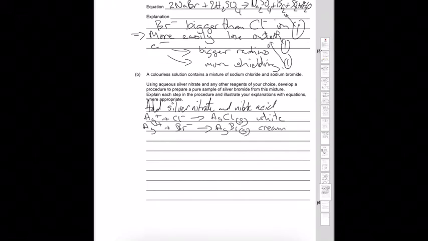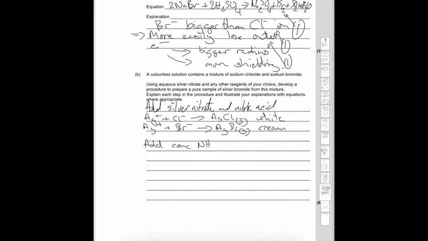Now we need to remember that one of these is soluble in dilute ammonia, while one of them is soluble only in concentrated ammonia. Oh no, sorry, that should be dilute ammonia. If we added concentrated ammonia, it'll dissolve both of them. So let's just go back a bit. So add dilute ammonia. And what that'll do, that will dissolve the silver chloride. So you'll be left with a precipitate of silver bromide.